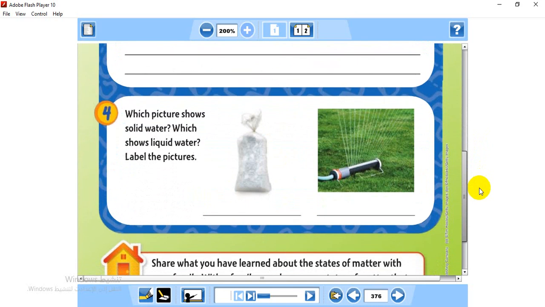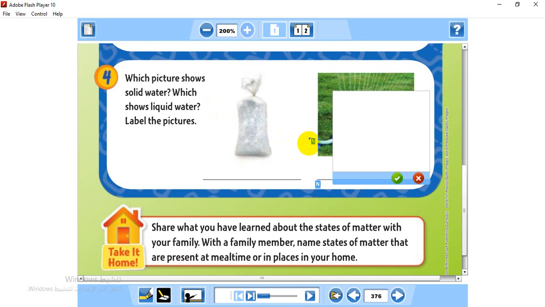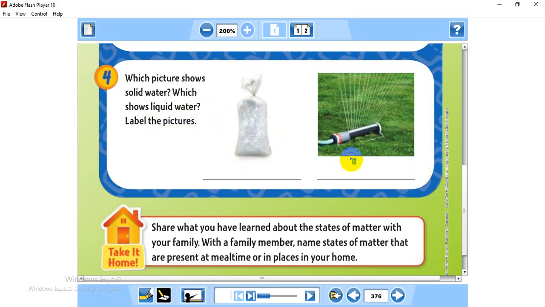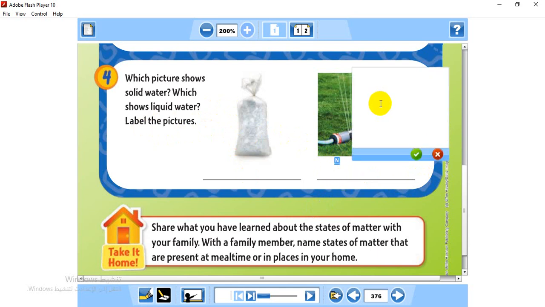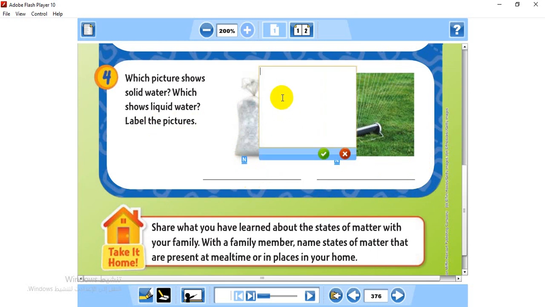I think the last thing that we have to write about is which picture shows solid water and which liquid water. Label the pictures. Okay, so easy. The water garden hose is an example of what, guys? Of liquid. Okay, this one is the liquid. What about the bag of ice cubes? It is an example of what, guys? Of solid.